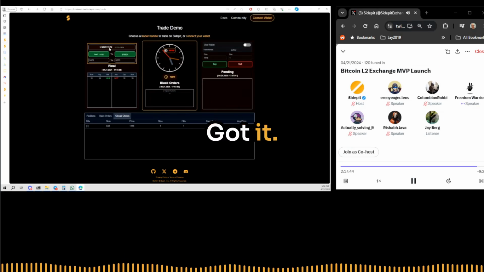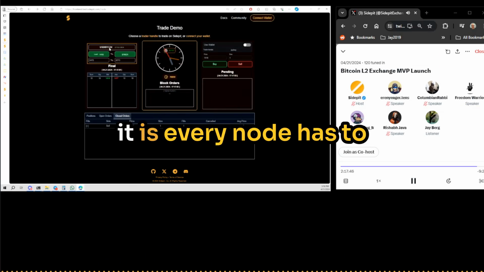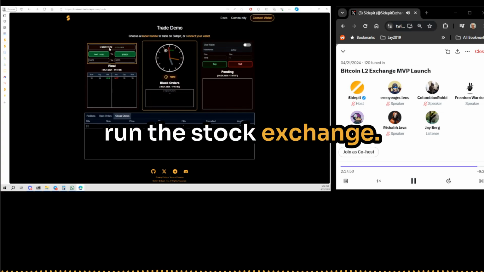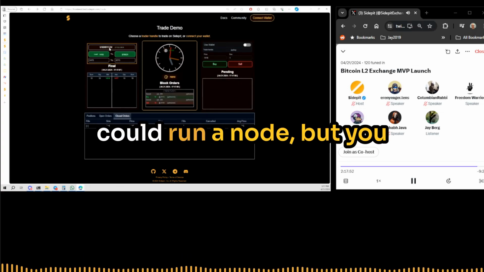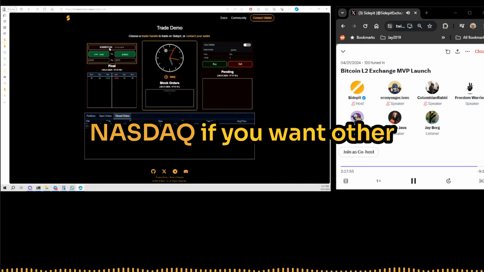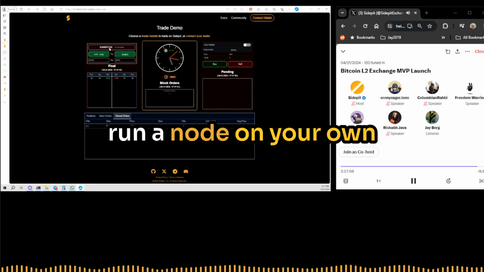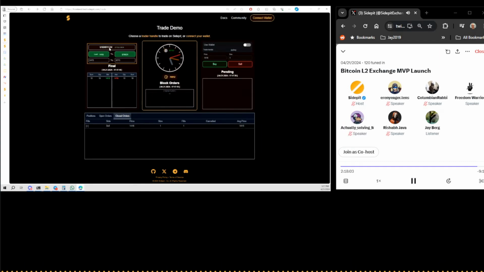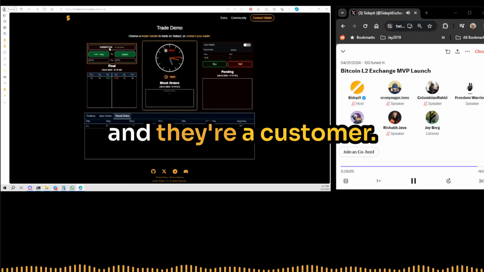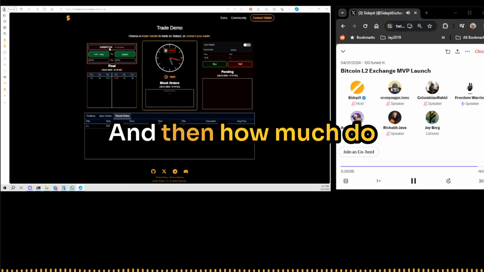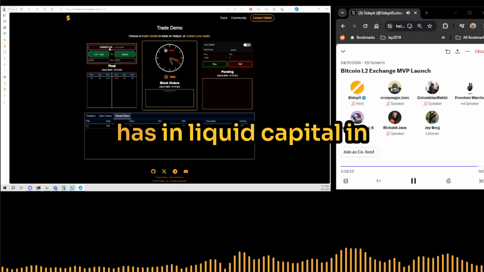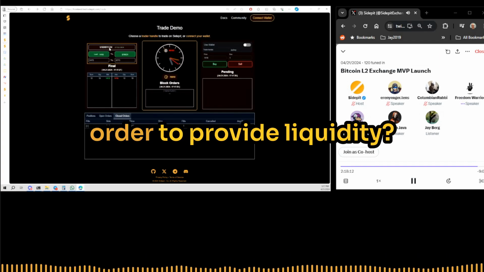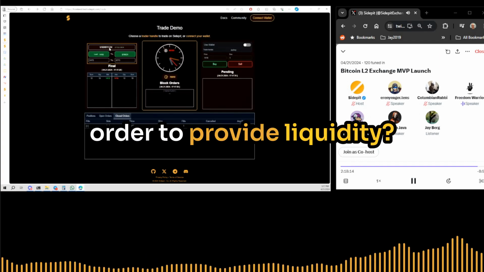Right. Got it. Because what's behind it is every node has to run the stock exchange. So we say anyone could run a node, but you have to be running like the NASDAQ. If you want, you could run a node on your own desktop, but if you want other people to listen to your node, you have to treat them like you're an exchange and they're a customer. And then, how much do you recommend someone has in liquid capital in order to provide liquidity? Oh, you could.